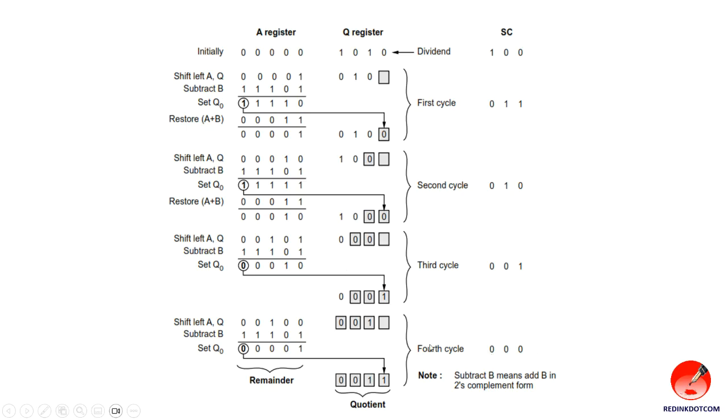I can stop the iteration because this is a 4-bit number and I am doing this operation 4 times. Finally, the Q register content is the quotient, and the remainder is stored in the A register. So this is the given problem: 10 is the dividend and 3 is the divisor. When we divide 10 by 3, the quotient is 3, present in the Q register, and the remainder is 1, present in the A register. In this way you have to work out this problem in your examination.